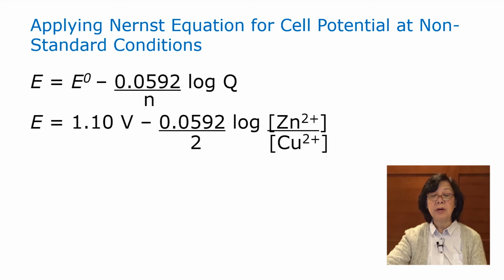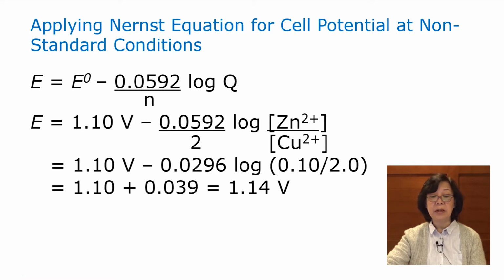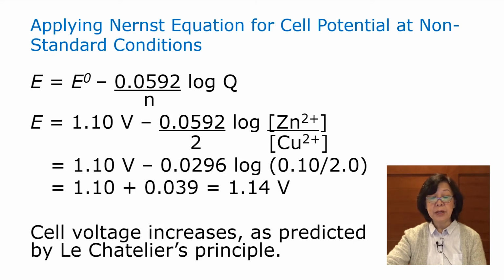Using the earlier cell, we have 2 moles of electron, and the quotient is product concentration over reactant concentration, zinc ion over copper ion, which is 0.1 over 2. And now the calculated cell potential is 1.14 volt, which is 0.04 volt more than before, when the conditions have been changed. Cell potential increases as predicted earlier by Le Chatelier's principle.